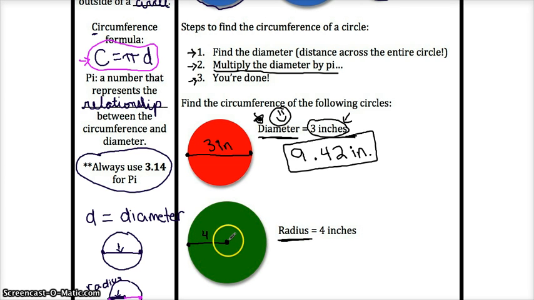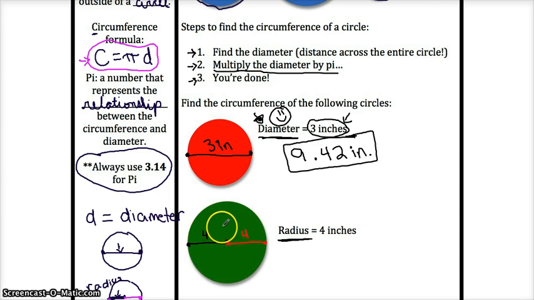So if I know that from here to here is 4 inches, from here to here, since it's a circle, must also be what? 4 inches. From here to here is 4 inches, and from here to here is 4 inches. The radius is exactly halfway in the middle, so I just know that if this is 4, the other side's also going to be 4.